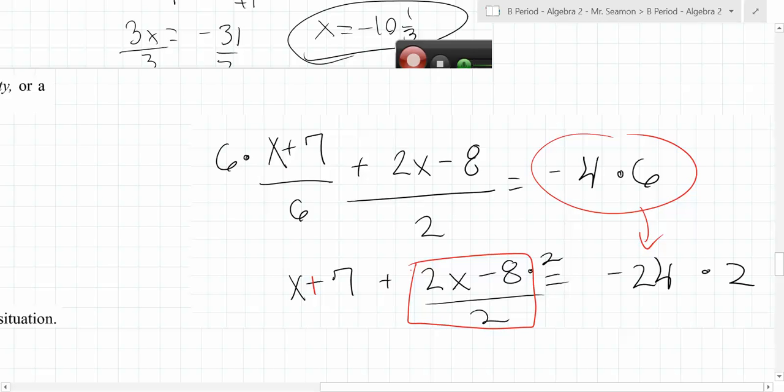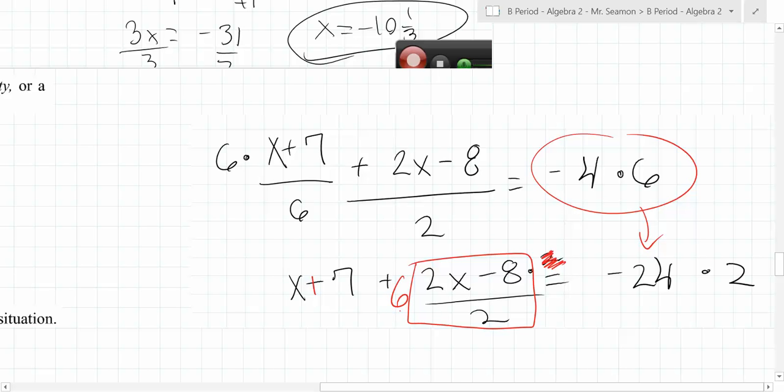Golden rule of algebra, what you do to one side, you have to do to both sides. But if you multiply this one by 6 on this side, what else do you have to multiply by 6? You have to multiply the 2x minus 8 over 2 by 6 as well. If you multiply one thing on one side by 6, you have to multiply everything on that side and everything on the other side by 6. So multiplying by 6, love that maneuver. I'm going to cross that out right there. And we're going to multiply that by 6 as well.